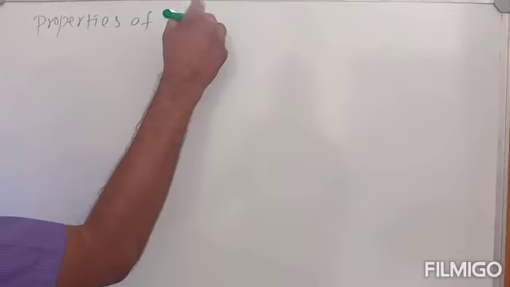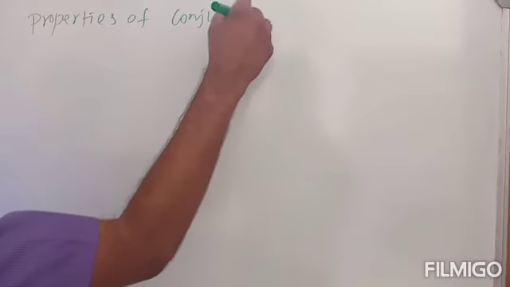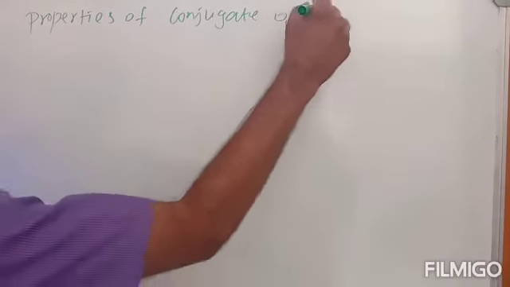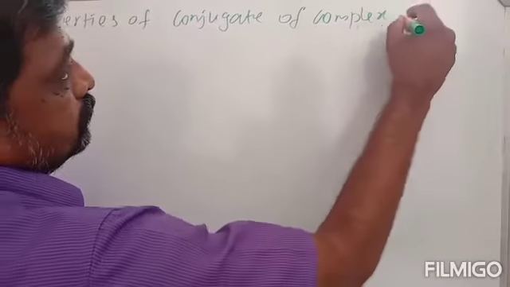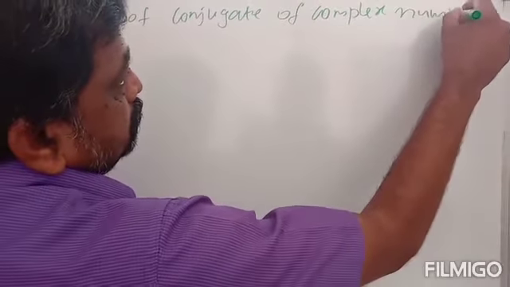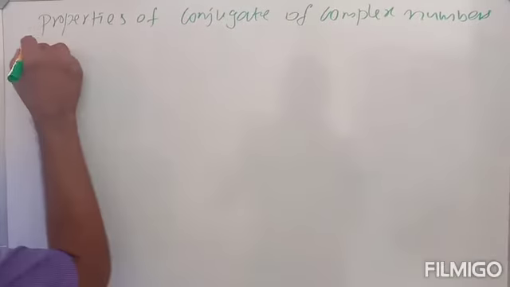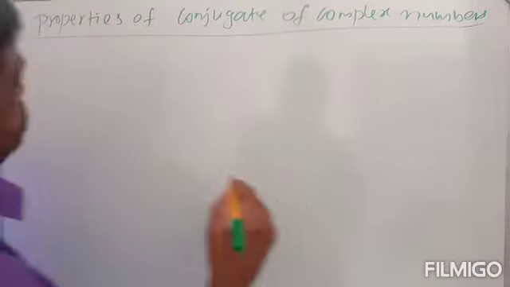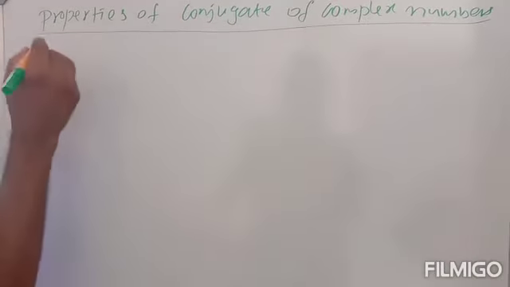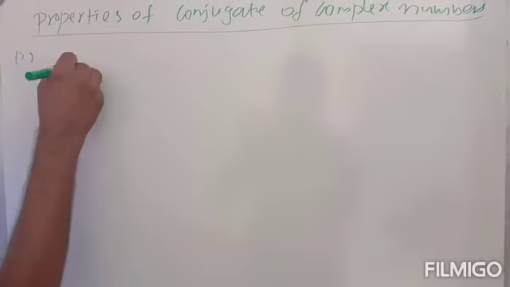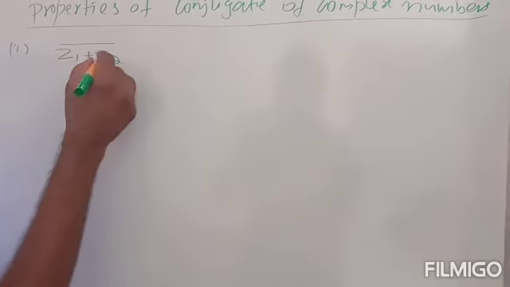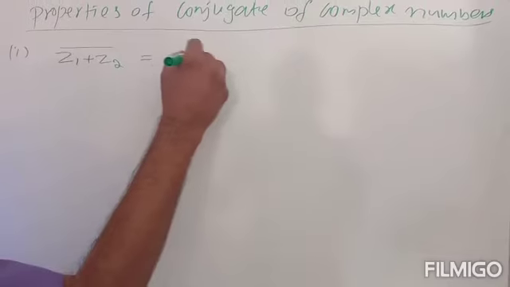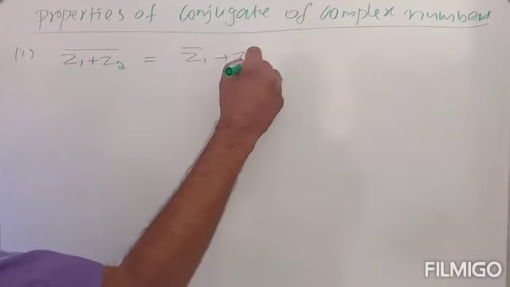Properties of conjugate of complex numbers. First property, that is (z1 plus z2) whole bar is equal to z1 bar plus z2 bar.